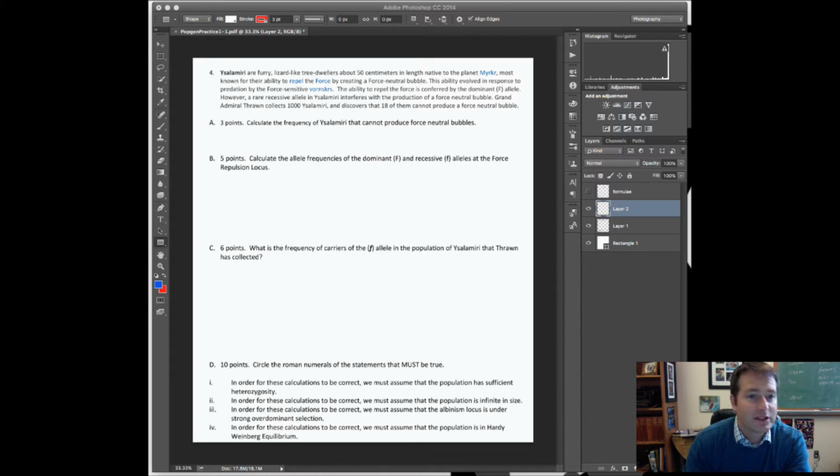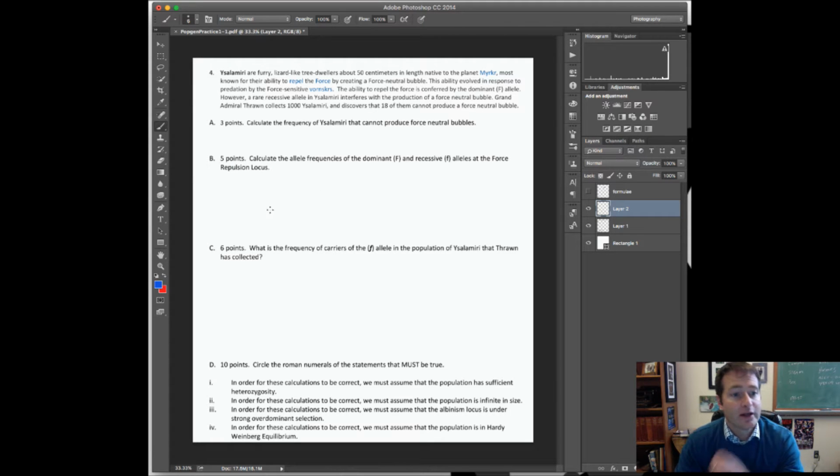Anyway, so let's get to Hardy-Weinberg stuff. I set this up in Photoshop again, and that just allows me to write and change between layers and all of that kind of stuff. What I've done is I've picked up a particular exam problem. I can't remember when I did this, but I chose this one. This is practice problem 1 that I've posted on BB Learn.